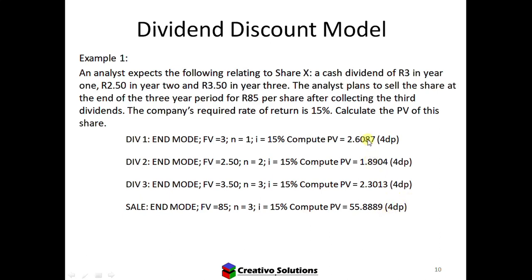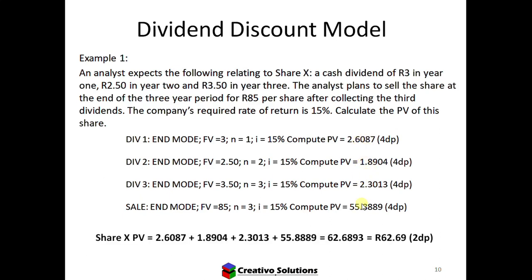So all I have to do now is literally sum up and add up all of those amounts to get an estimate of the actual share price that I would be prepared to pay for a particular asset. So now I know, based on those future expectations in terms of dividends and an estimated share price, I believe that this share is worth 62 Rand 69 if I round it off to the nearest 2 decimal places. So what I would do then is I would look at share X.